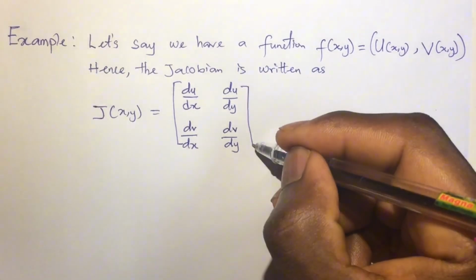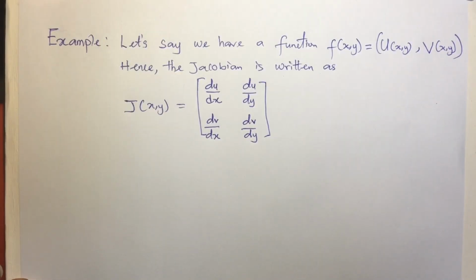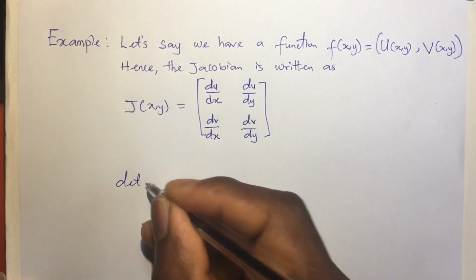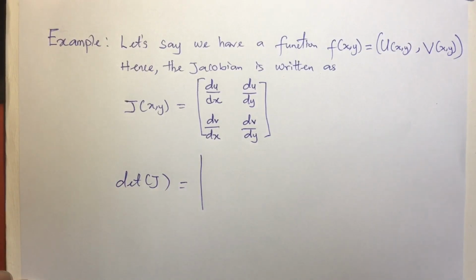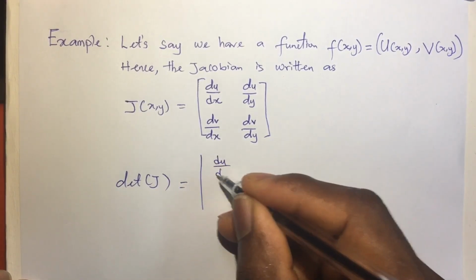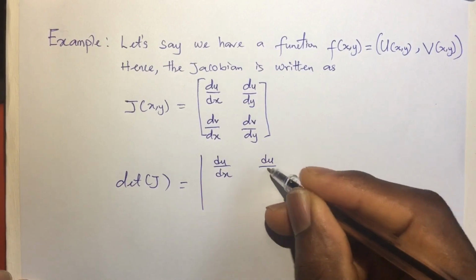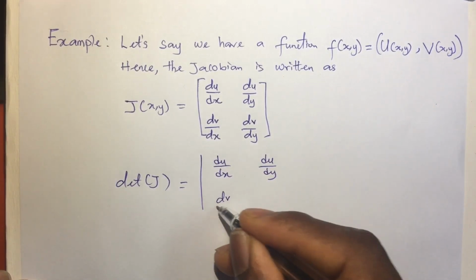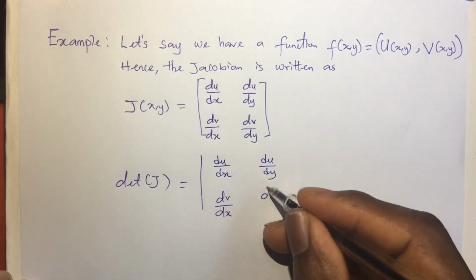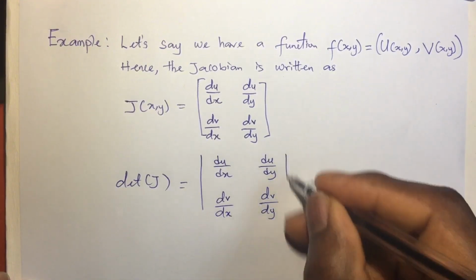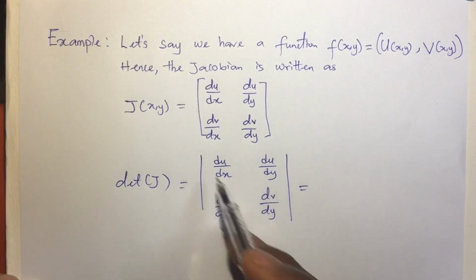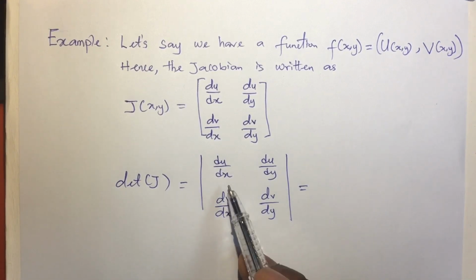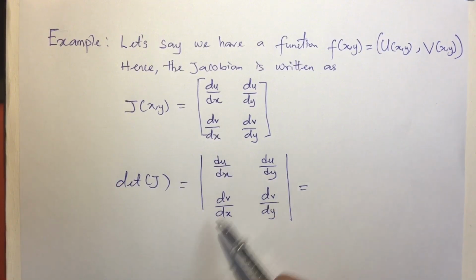The determinant of this Jacobian matrix, which is det of J, is equal to the absolute value of ∂u over ∂x, ∂u over ∂y, ∂v over ∂x, and ∂v over ∂y. Now whenever you are looking for the determinant of a 2 by 2 matrix, it is the product of the principal diagonal minus the product of the minor diagonal.